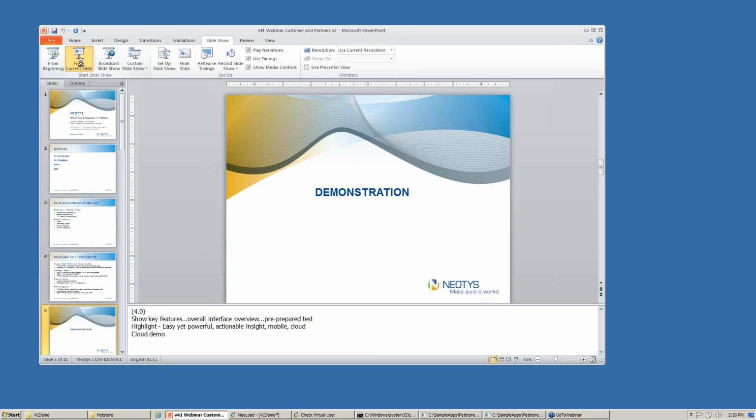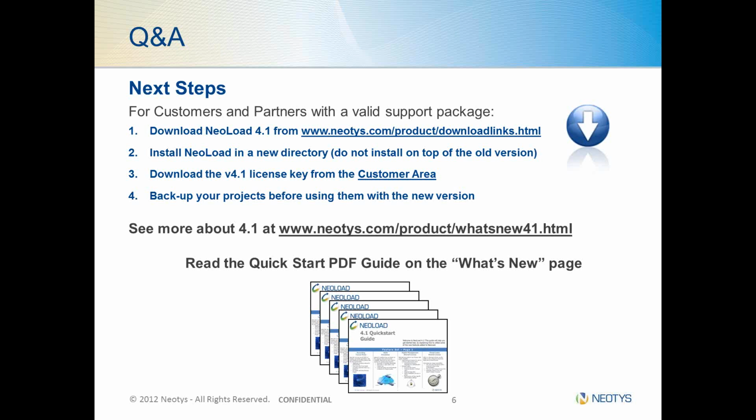Final slide to show you folks here. To get 4.1, if you haven't already, it's simple to download from our download page. NeoLoad 4.1 does install automatically into a separate directory from 4.0. It's not an override, so you can install both concurrently. You just can't run both concurrently.